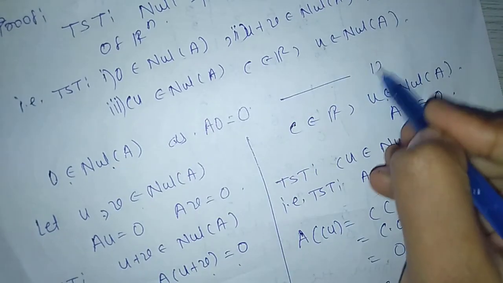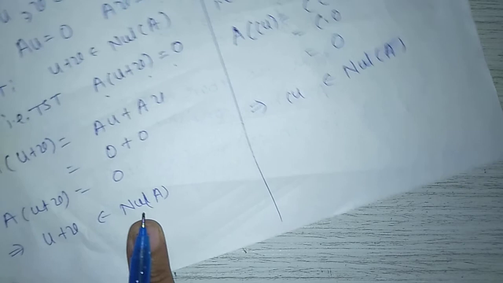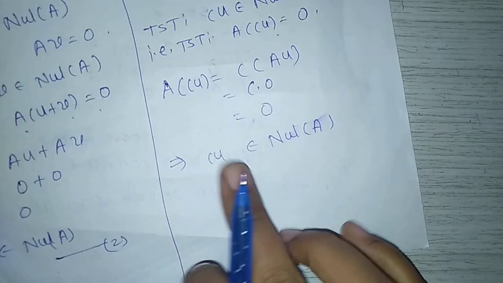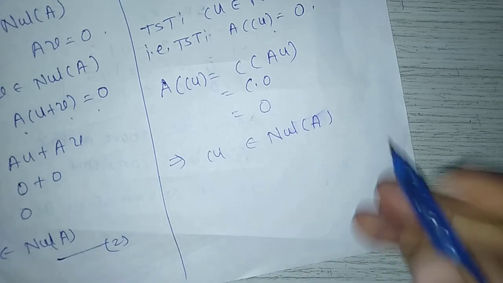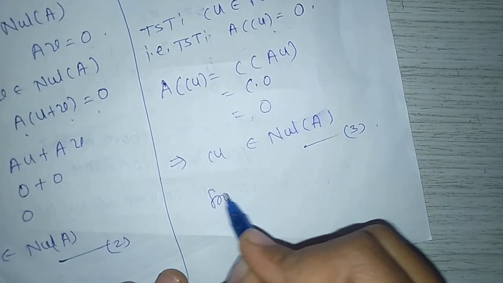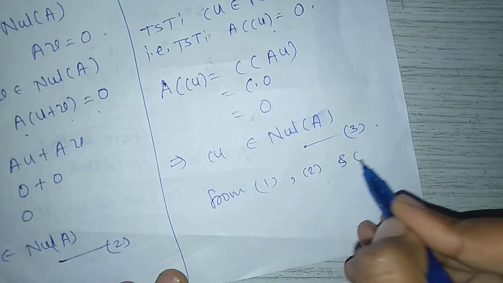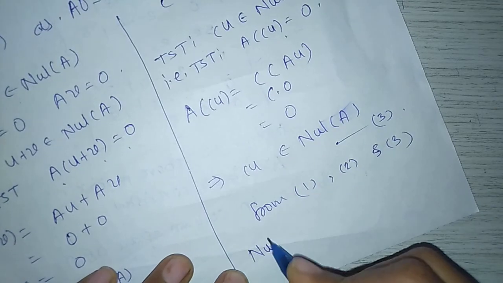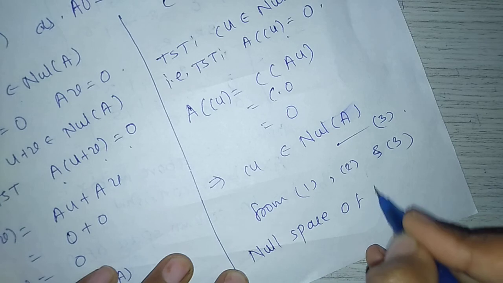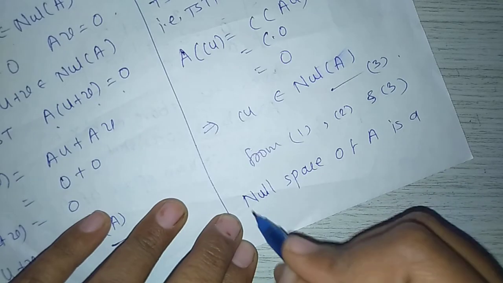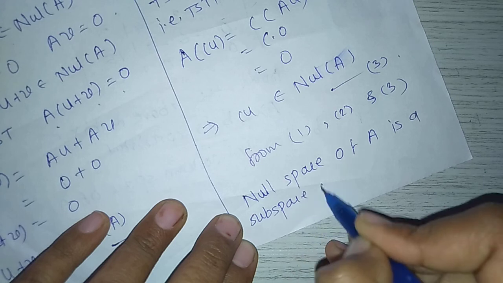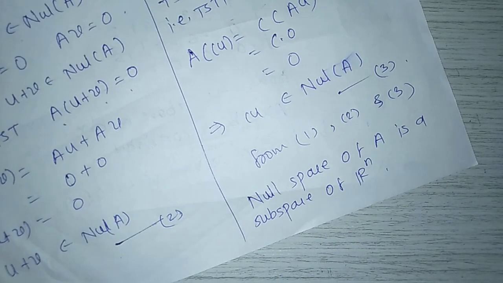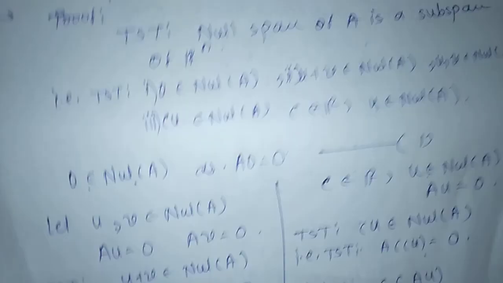First, 0 belongs to the null space of A, given as equation number 1. u plus v belongs to the null space of A, given as equation number 2. And c u belongs to the null space of A, given as equation number 3. So, from 1, 2 and 3, the null space of A is a subspace of Rn. Here we stop.